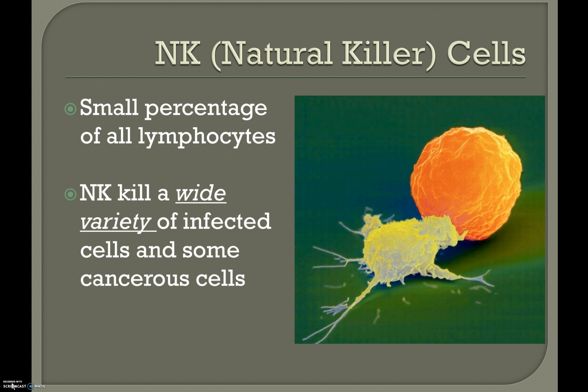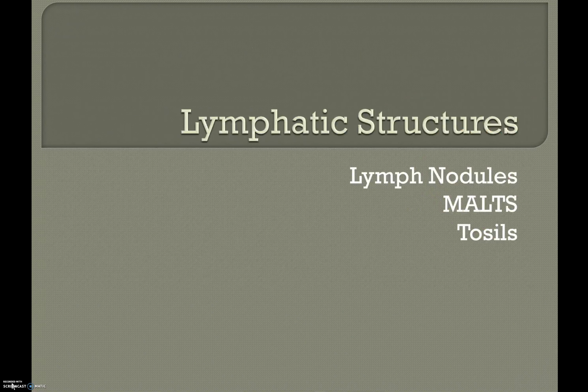Okay, the last type of lymphocyte is natural killer cells, also known as NK cells. A very small percent of all lymphocytes are natural killer cells. The main difference between NK cells and B lymphocytes and T lymphocytes is that B and T lymphocytes are very, very specific, whereas NK cells are very, very non-specific. They fight against a wide range of antigens, and also they are known to fight some cancer cells. That's all you need to know about NK cells.